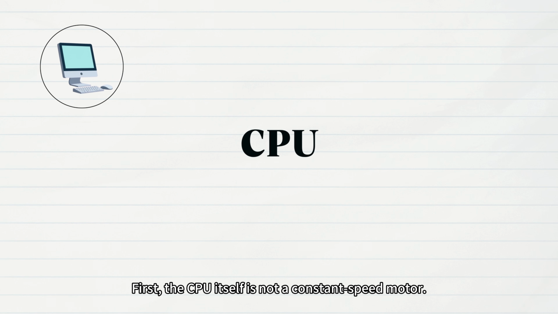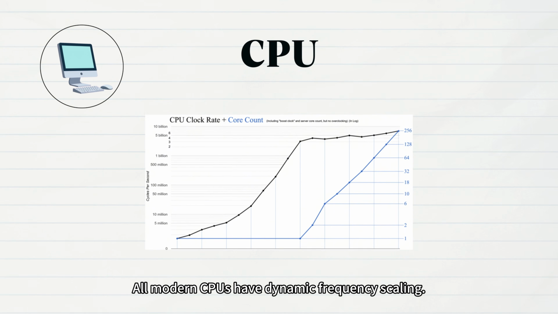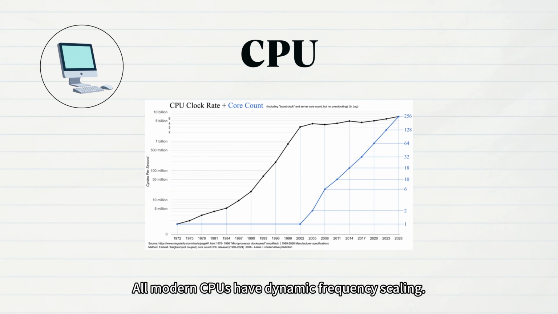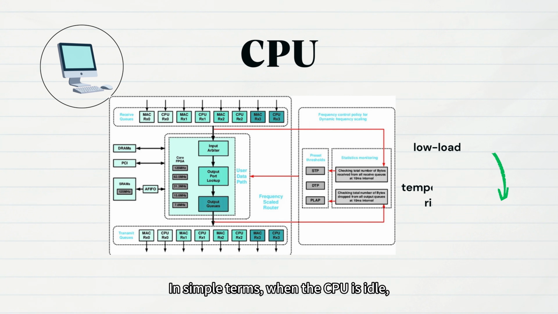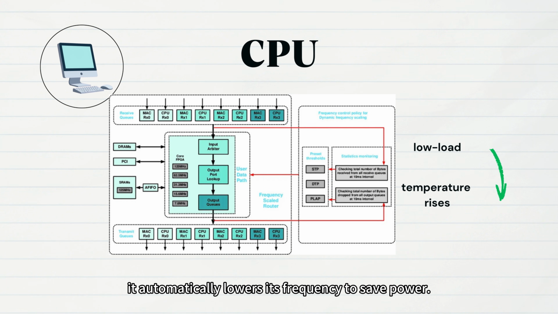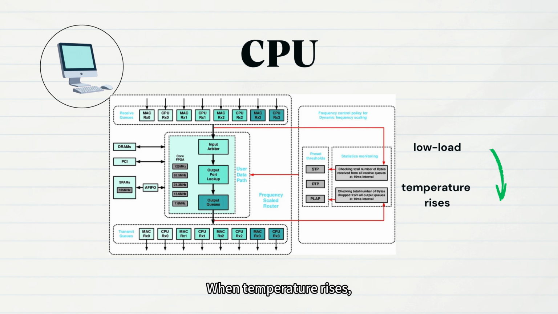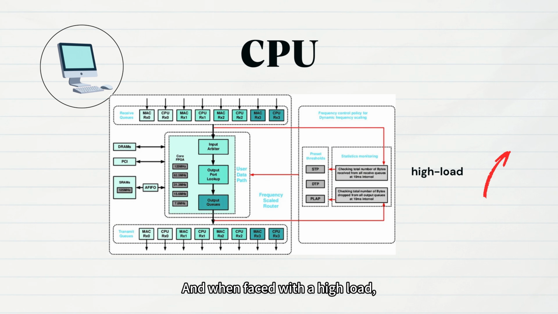First, the CPU itself is not a constant speed motor. Many people assume the CPU runs at a fixed frequency, but that's not true at all. All modern CPUs have dynamic frequency scaling. It's a fundamental hardware level design that can't be avoided. In simple terms, when the CPU is idle, it automatically lowers its frequency to save power. When temperature rises, it also throttles down to prevent overheating. And when faced with a high load, it activates turbo boost to temporarily increase frequency for faster execution.